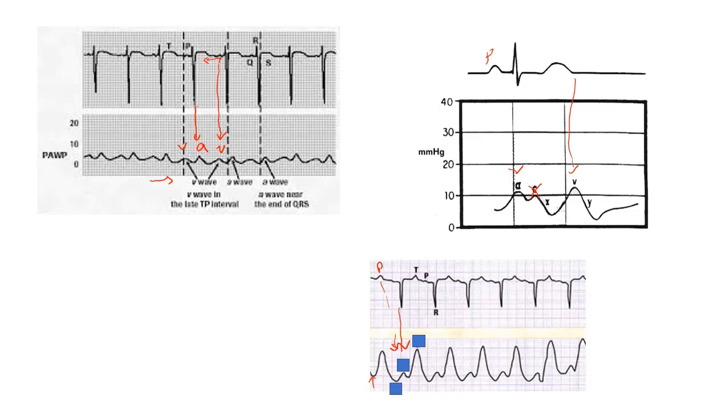And here, by deduction, this must be our V wave. Again, we drew a line from the TP segment and we hit our V wave. Let's see if that's correct. It is. Great. Now, we'll talk about in the next slide why that V wave is so big.